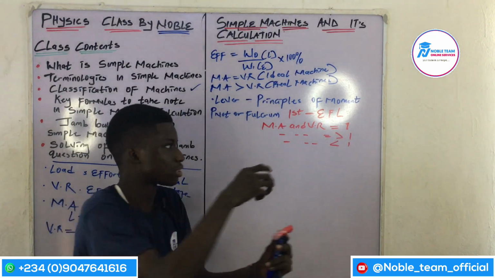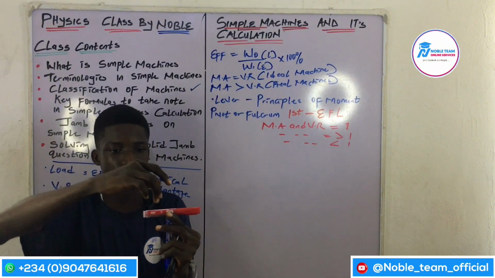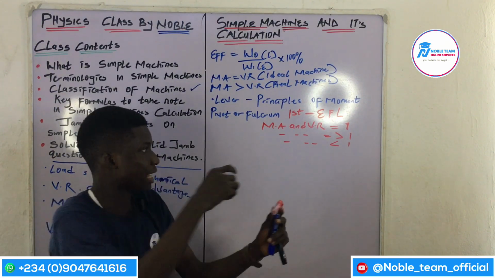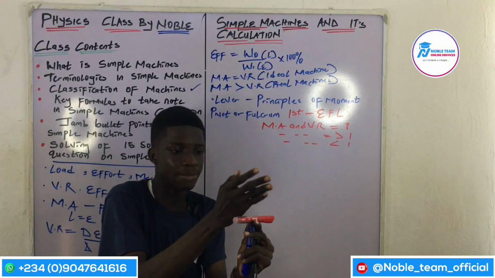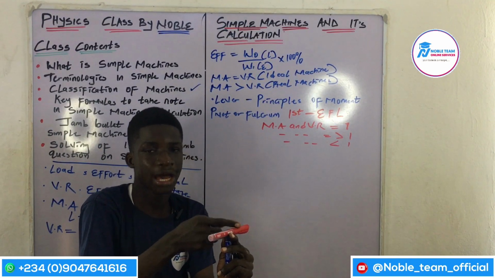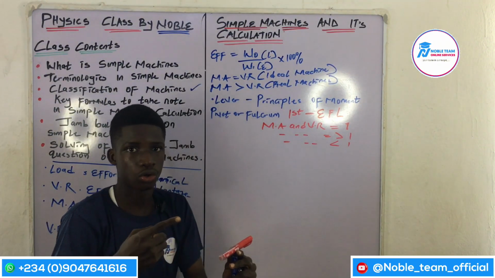Now, the vice versa of this, do you understand? If your friend is sitting at the edge of this and you're also sitting at the end of this, you notice that the person with the higher mechanical advantage will do better, and the other will be less than 1 or equal to 1. You understand what I say?